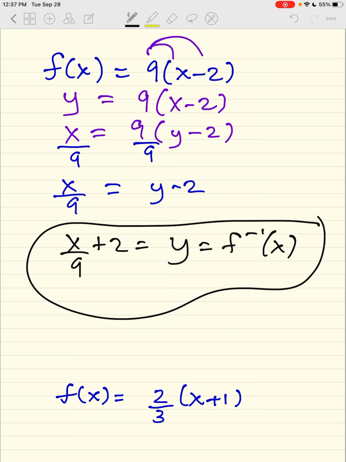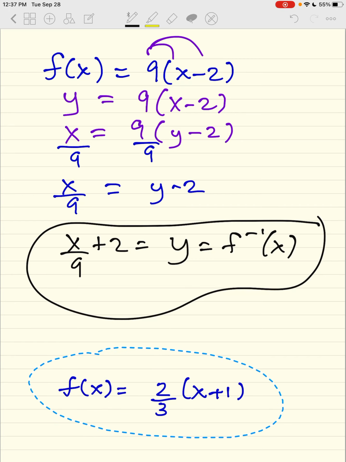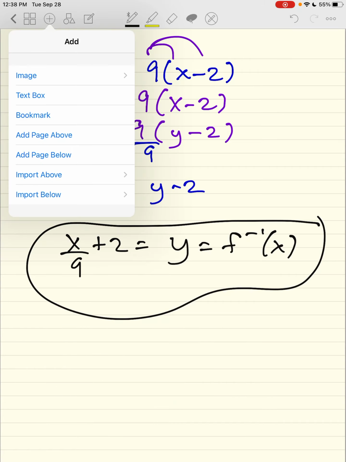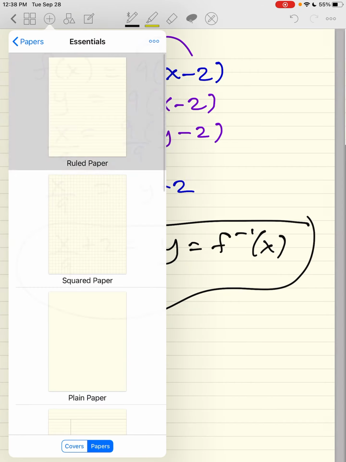You will get the same exact answer if you multiply the 9x minus 18 and figure it out. Okay, so let me just move this here. Take your time. We're going to do the same exact process here. Let me add a page below.